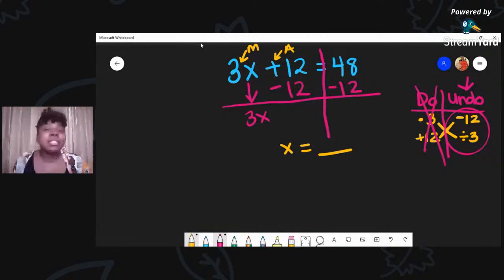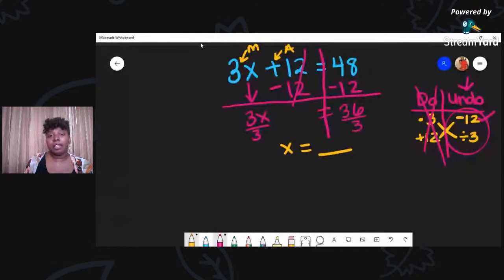We didn't do anything to this 3x, so I'm going to bring it down. 12 minus 12 is 0. I was able to get rid of it. 48 minus 12 is 36. 3 times something is 36. So we just did step 1. Now I've got to get rid of this multiplication and the 3. Step 2 tells me I'm going to divide both sides by 3. I get rid of the 3, so I'm left with x, and x equals 12.